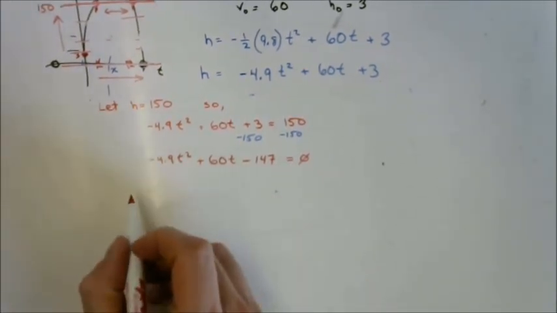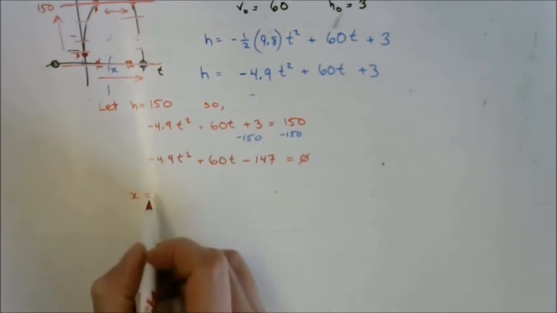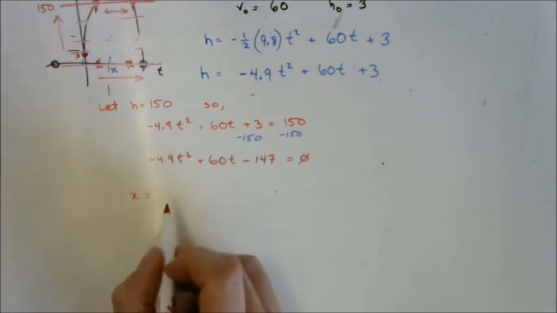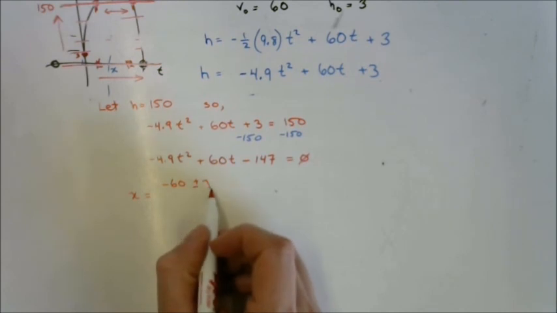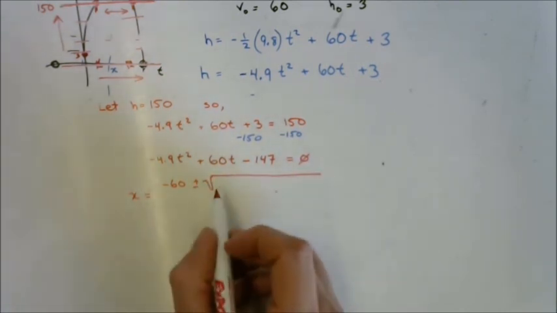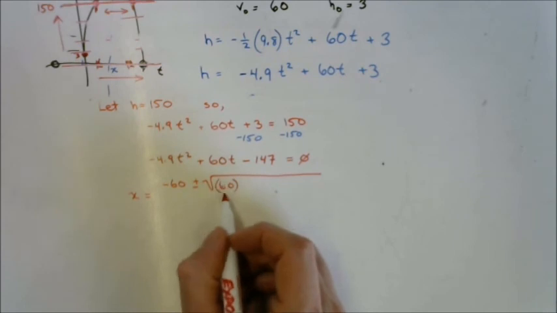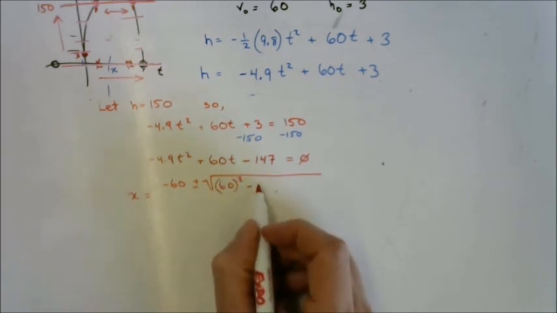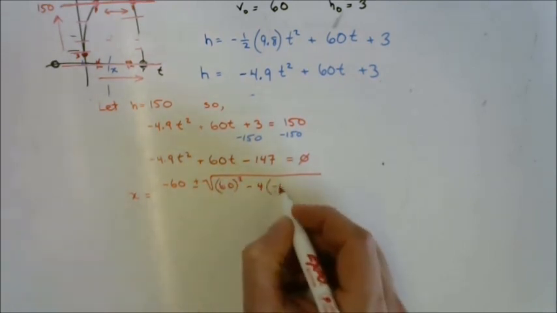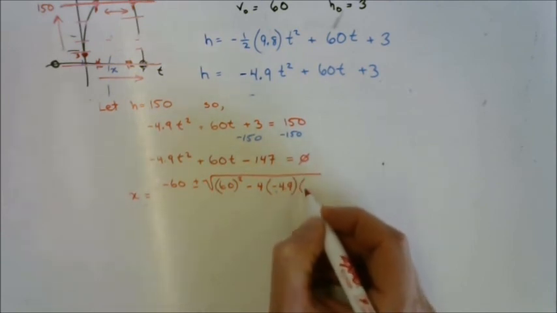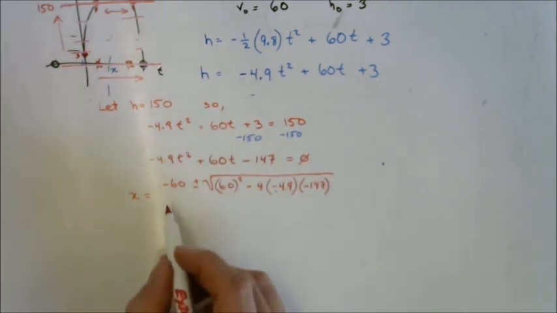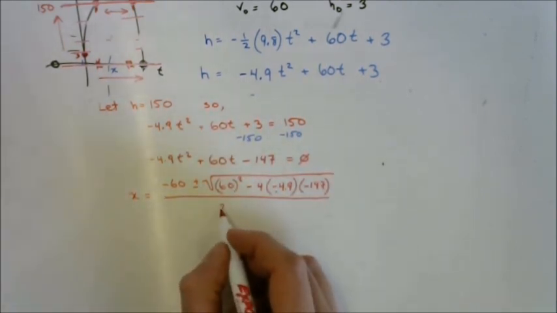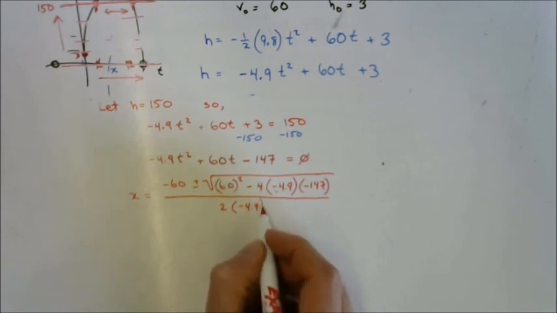And now again, this is too hard to factor, so I'm going to use my quadratic equation. I'm not going to rewrite it this time, I'm just going to sub my points in, and after I sub the points in, I'm not even going to solve it, I'm just going to give you the answer. But if we subbed our points in, we'd have negative b, it's negative 60, plus or minus the square root of b squared, which is 60 squared, minus 4a, which is negative 4.9, c, which is negative 147, all over 2a, which is negative 4.9.